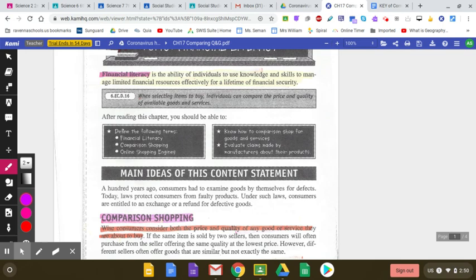So keep that in mind as we go through this. This isn't just a chapter where, oh no, I have to learn this. This is a chapter that affects your life for a lifetime.